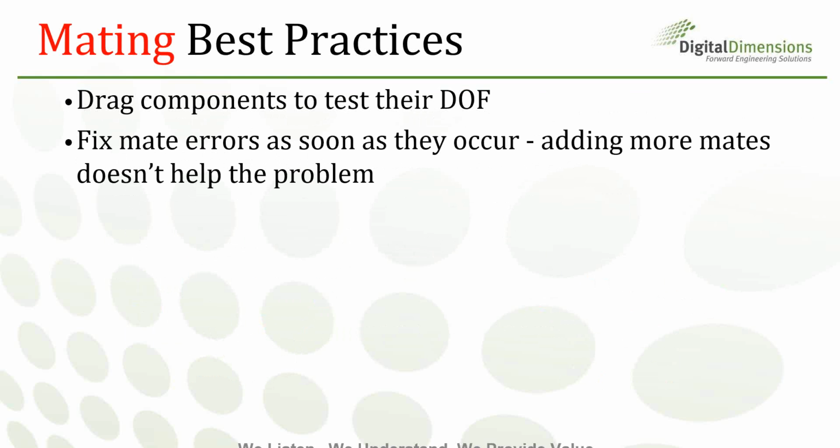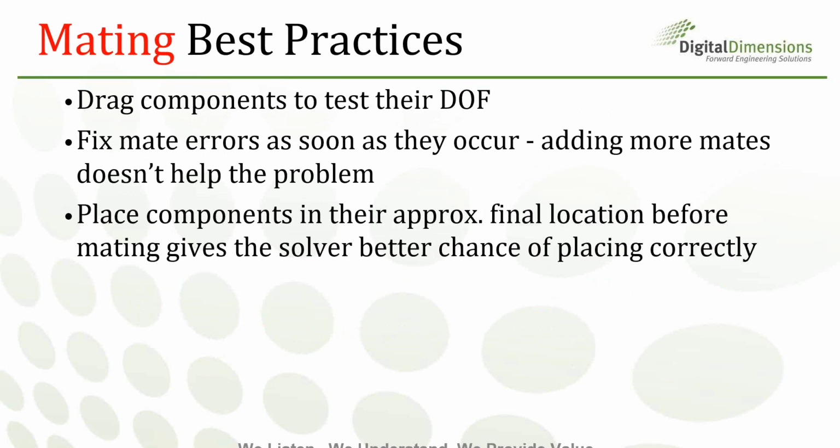Fix mate errors as soon as they occur. Of course, kind of obvious, adding more mates isn't going to help you with the problem. As soon as you see a red or yellow error in your tree, try to go back and troubleshoot that like we just looked at and figure out what's wrong. Don't continue adding mates.